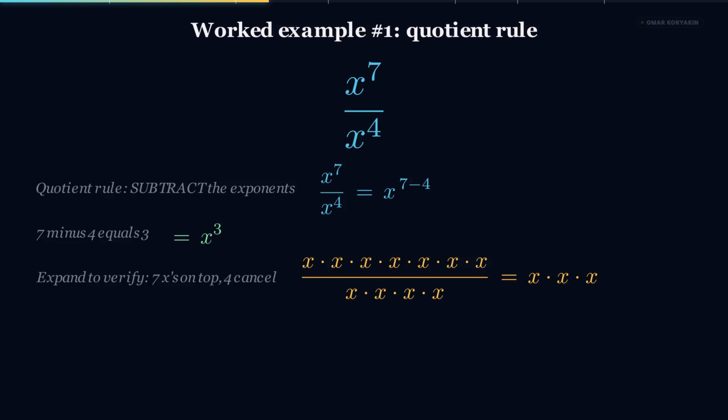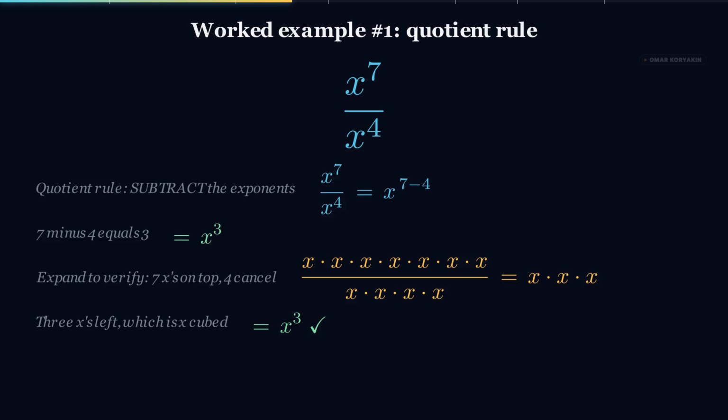Step 3. Verify the answer by expanding both the top and the bottom into factors of x. The top has 7 x's multiplied together. The bottom has 4 x's multiplied together. Cancel the 4 x's on the bottom against 4 of the 7 on the top, leaving 3 x's left over. Step 4. 3 x's multiplied together is exactly x cubed. Same answer the rule gave us. The geometric expansion and the rule agree, which is exactly what we want every time we use a shortcut.